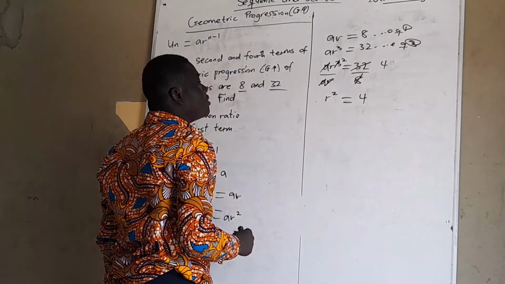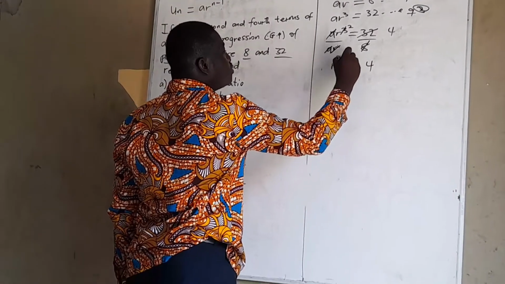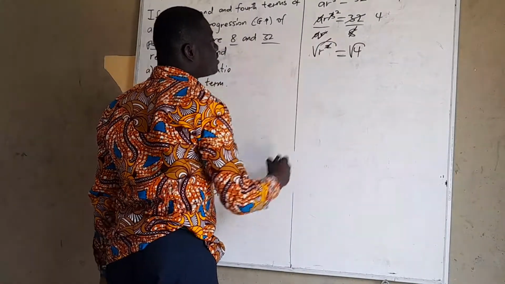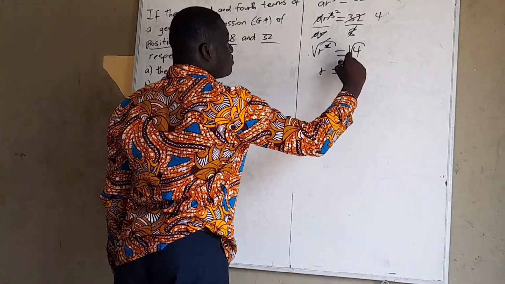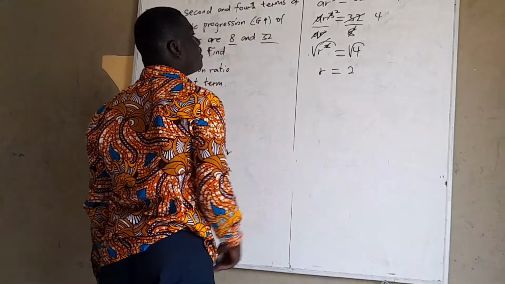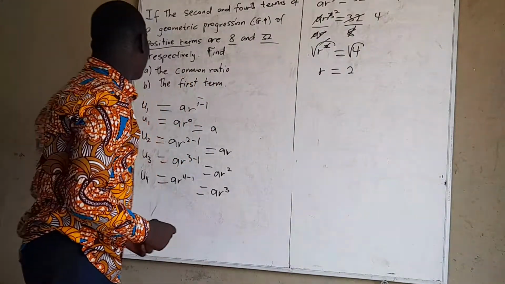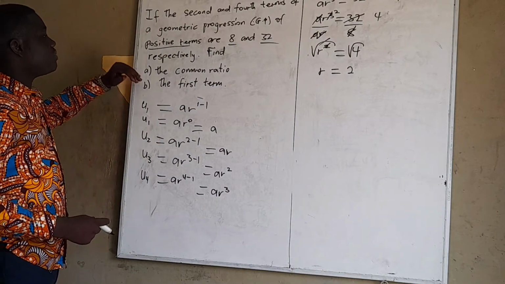Okay, so to be able to get r, we need to square root both sides of the equation. So this will cancel this, and r is equal to 2. Okay? So which means the value for our r, or the common ratio, is 2. So we've achieved the first part of the question.